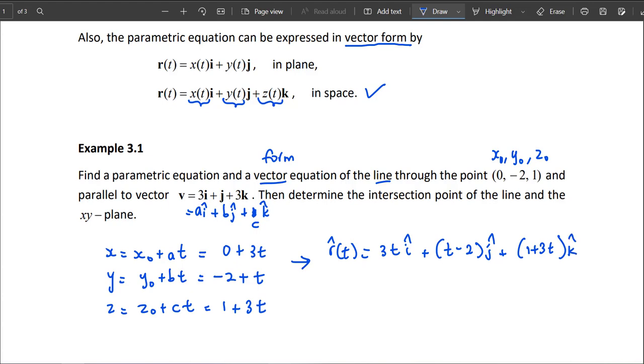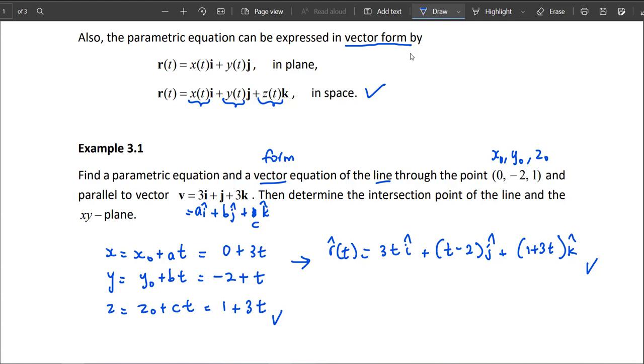So we have answered the first one, find the parametric equation. So this is the parametric equation and the vector form. So this is the vector form. Then determine the intersection point of the line and the xy plane.